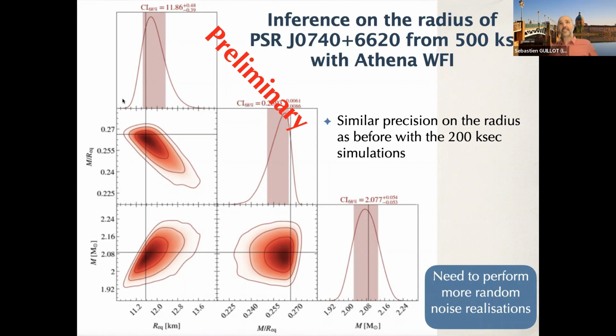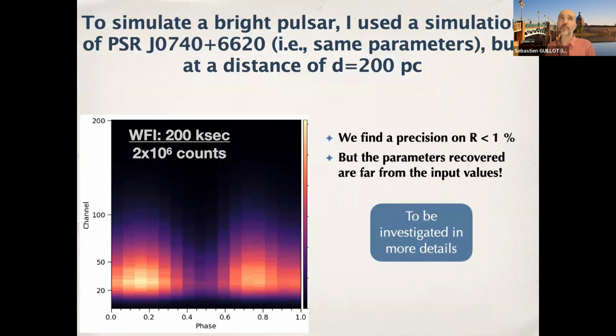So now keep in mind that this pulsar, J0740, is particularly faint. It's one of the faintest that we have observed with NICER. And so what happens for a bright pulsar? So we used the parameters of this J0740, except we put it at 200 parsecs. So it would sort of be similar to the brightest pulsar that we have. Here, instead of having 55,000 counts in 200 kiloseconds, we have 2 million counts. So the data set is a lot better. We find precisions that are better than 1% on the radius.